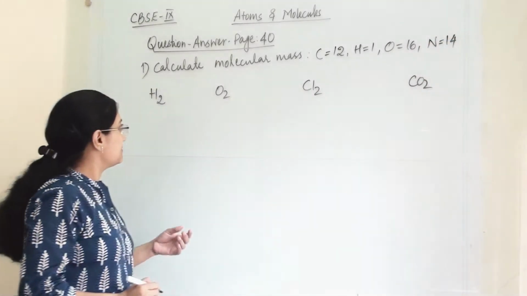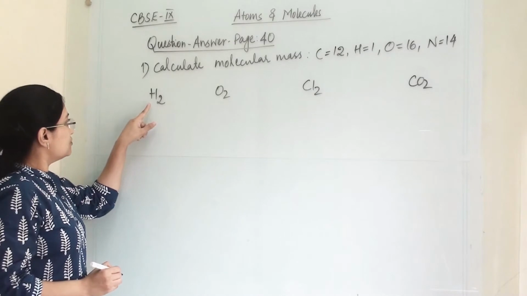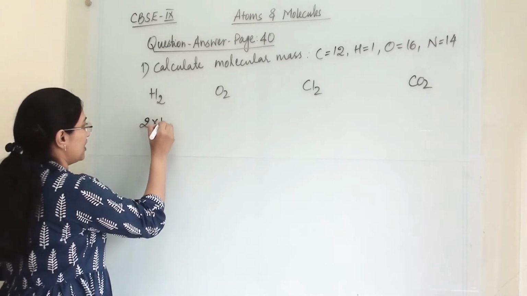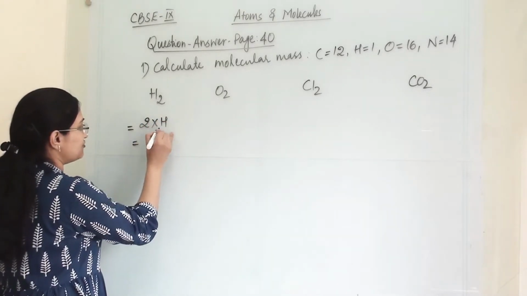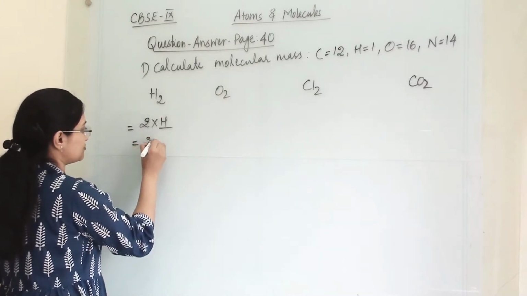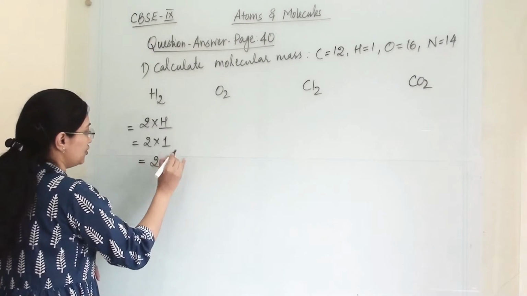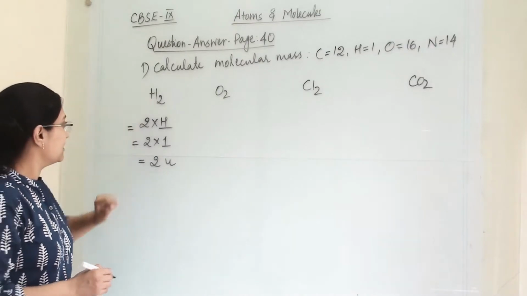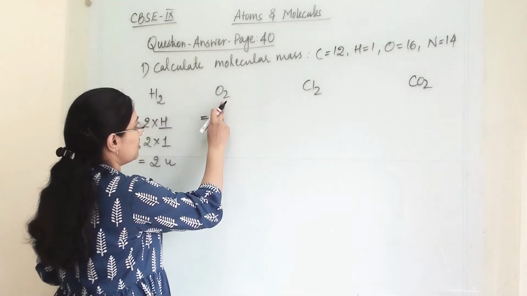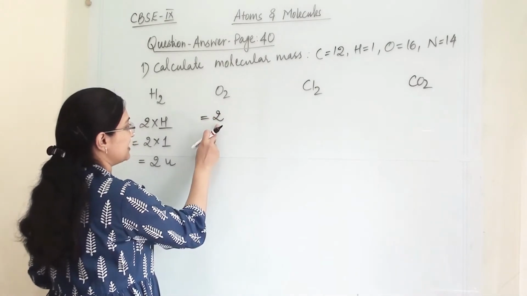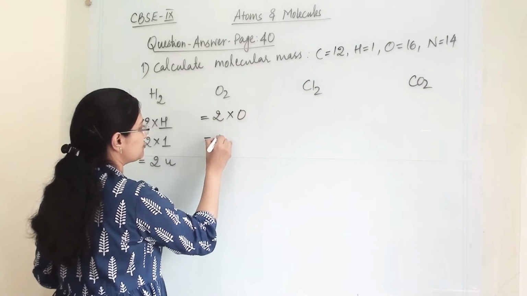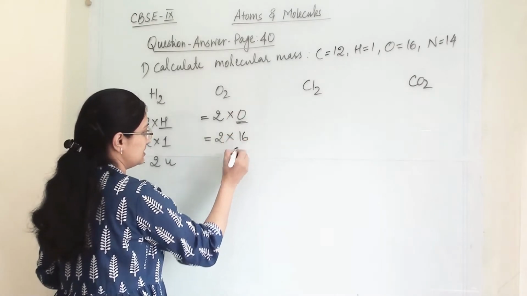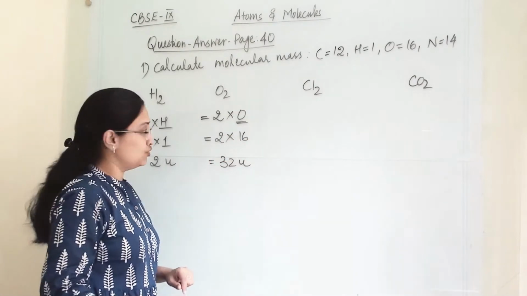For the following atoms, here, hydrogen. In this there are two atoms of hydrogen present. So 2 into hydrogen. At the place of hydrogen we write the atomic mass. So 2 into 1, so 2 U. U means unit. So 2 unit is the molecular mass of hydrogen. Now second is oxygen. In an oxygen molecule, how many atoms of oxygen are there? 2. So 2 into O equals 2 into the atomic mass of oxygen, that is 16. So this is 32 unit.